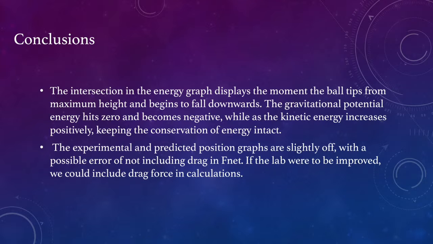The intersection in the energy graph displays the moment the ball tips from the maximum height and begins to fall downwards. The gravitational potential energy hits 0 and becomes negative, while as the kinetic energy increases positively, keeping the conservation of energy intact.